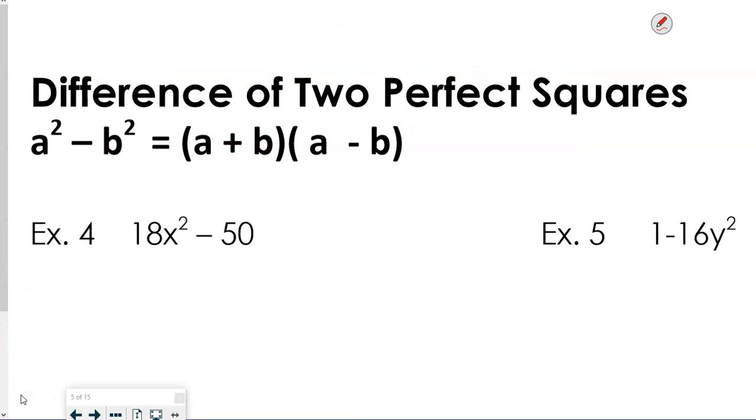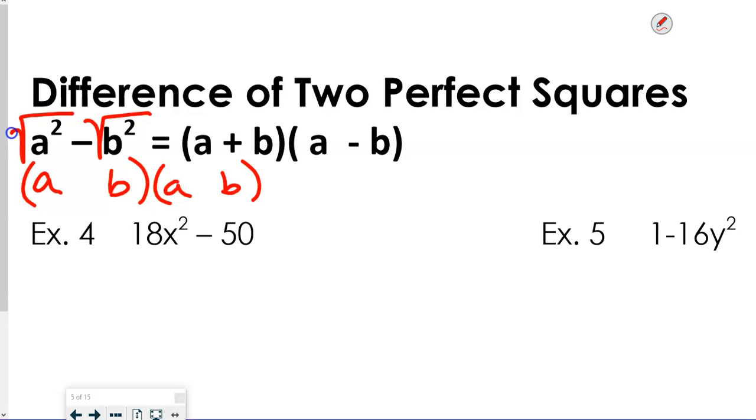So here's our rule. When we're looking at the difference of two perfect squares, we have a square here as a squared, and we have a square as b. There's always going to be a subtraction sign between them. So when we do this, we're going to take the square root of a squared. That would give us a, right? We're going to take the square root of b squared. That would give us b. Those are the terms that we're going to put in two sets of parentheses, a and b. And then when there's a minus sign between them, we're always going to put a plus and a minus between them here.